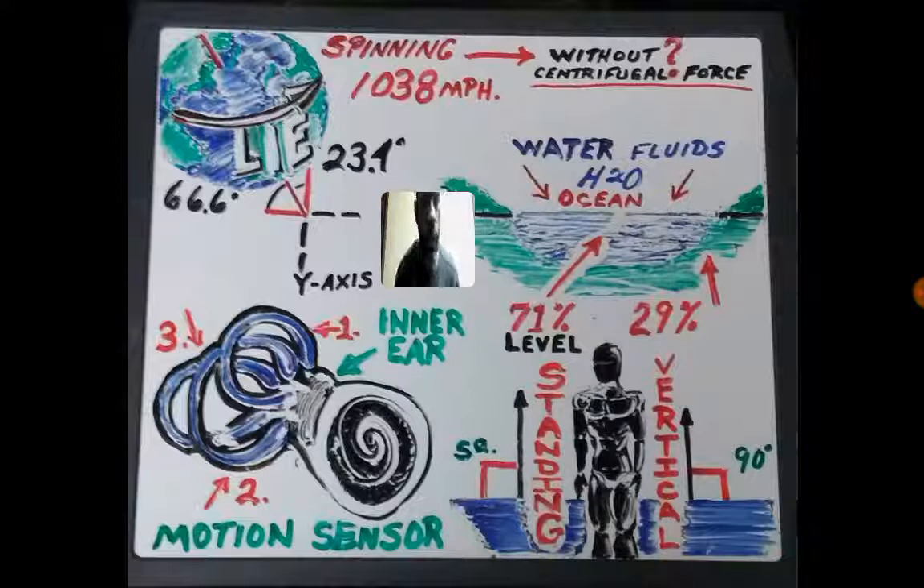And if we're spinning 1,038 miles an hour, due to this centrifugal force, there's this bulge that Neil deGrasse Tyson speaks about, how the earth is bulging out around the equator. So supposedly, he says that this equatorial space is fatter.